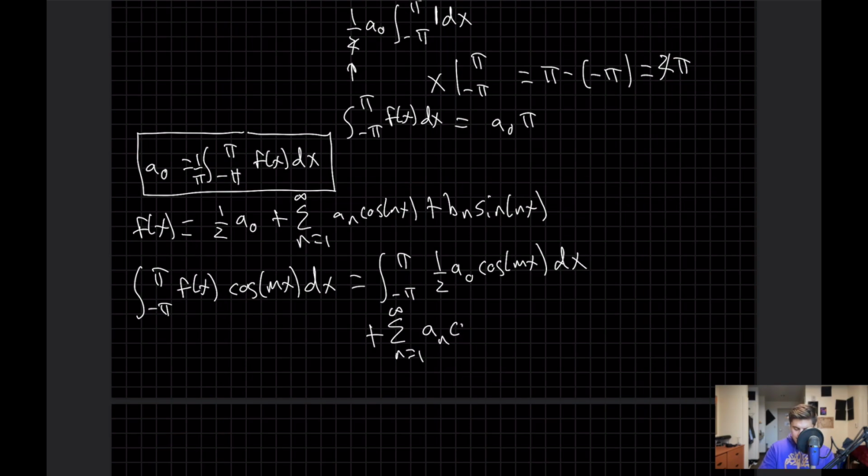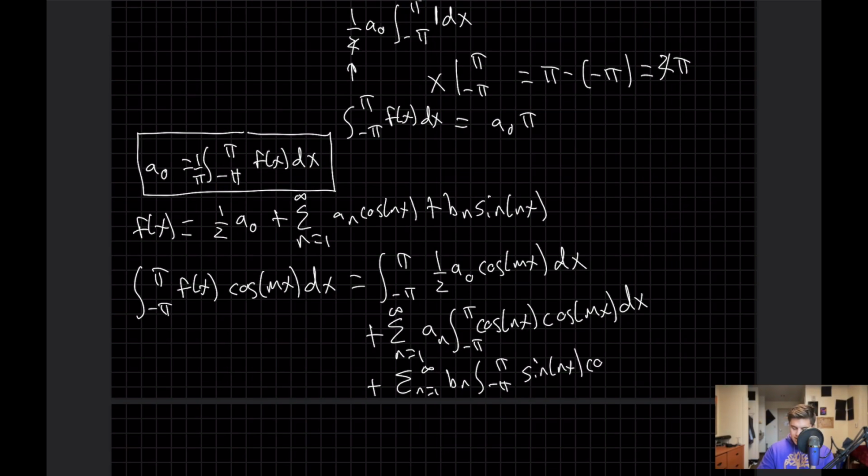a sub n times the integral from negative pi to pi of cosine of nx cosine of mx dx, plus the infinite sum from n equals 1 to infinity of b sub n times the integral from negative pi to pi of sine of nx times cosine of mx dx.